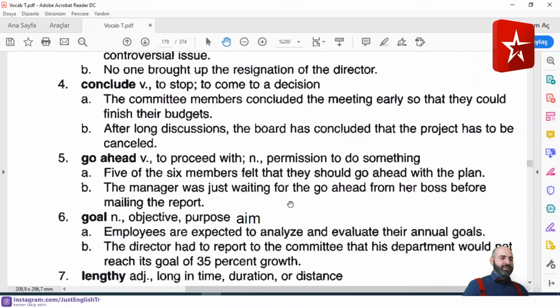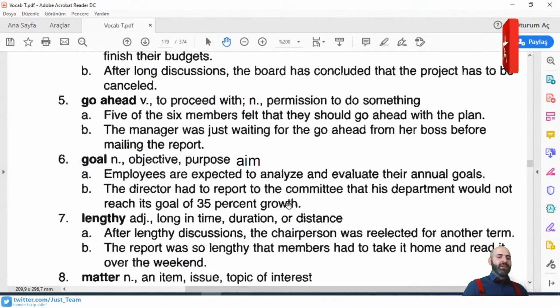Next word that we are going to learn is lengthy. It means something which is long in duration or long in time. It comes from length. You know, length is noun, long is adjective. So long we change into length, then length we change into lengthy.